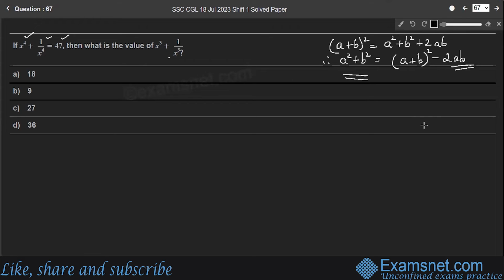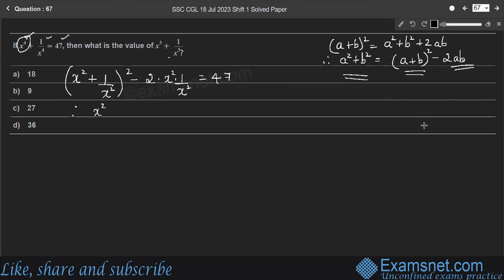Here a square is x square the whole square, right? x raised to 4 is nothing but x square the whole square. 1 by x raised to 4 is nothing but 1 by x square the whole square. So which is equal to a plus b whole square, here a is x square and b is 1 by x square, a plus b the whole square minus 2 times ab, 2 times x square into 1 by x square, is equal to 47.